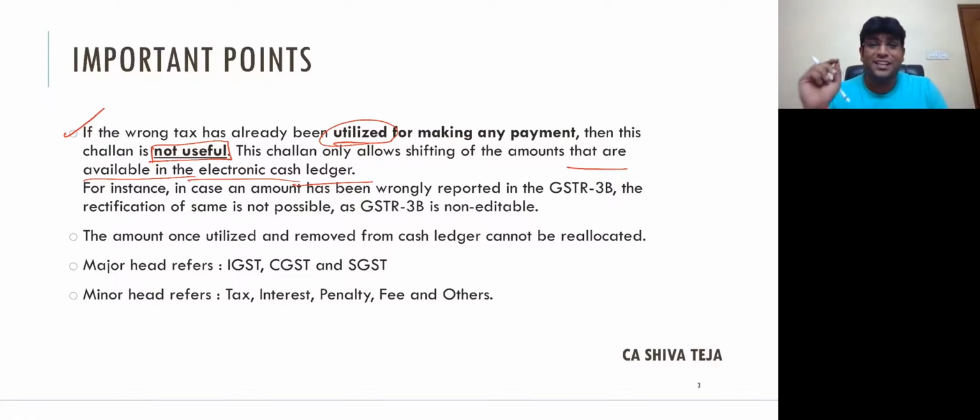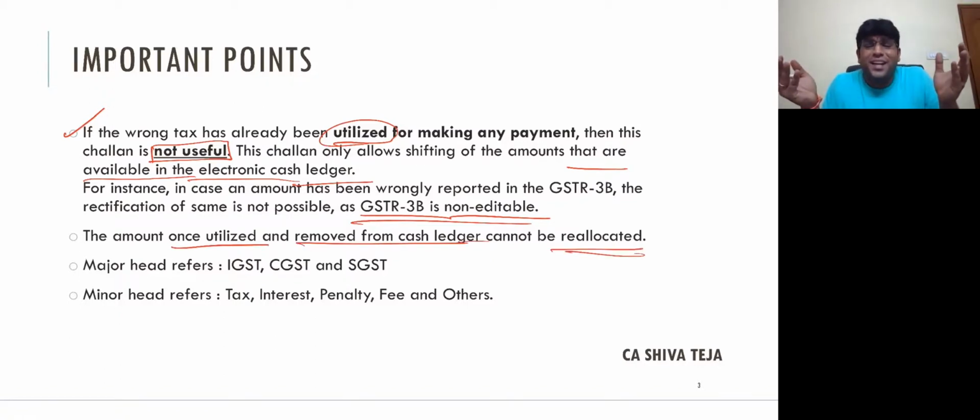Next, for instance, in case an amount has been wrongly reported in 3B, the rectification of the same is not possible, as GSTR 3B is non-editable. We cannot revise our GSTR 3B. That's not possible at all. Next, amount once utilized and removed from cash ledger cannot be reallocated. That's quite obvious. This point makes sense only for case where the balance is there in the cash ledger.